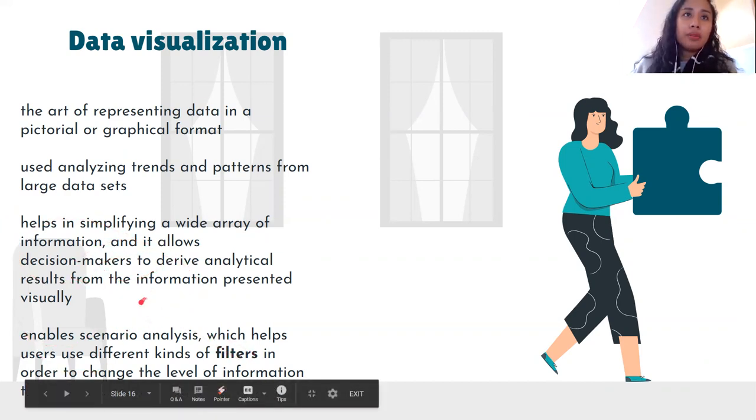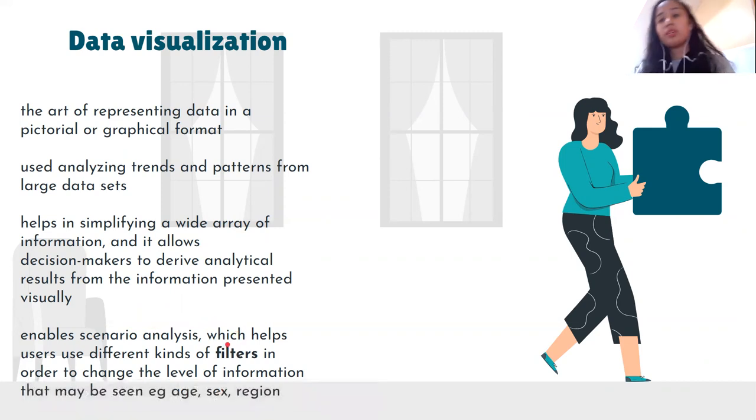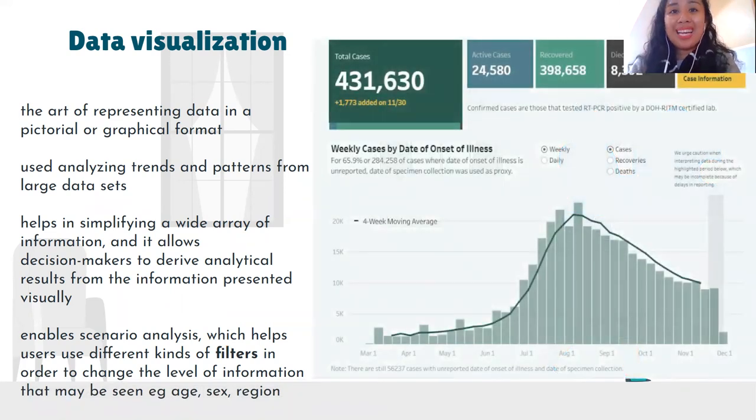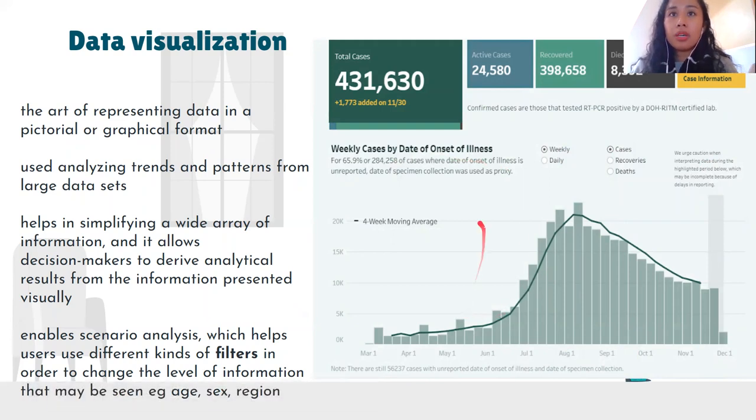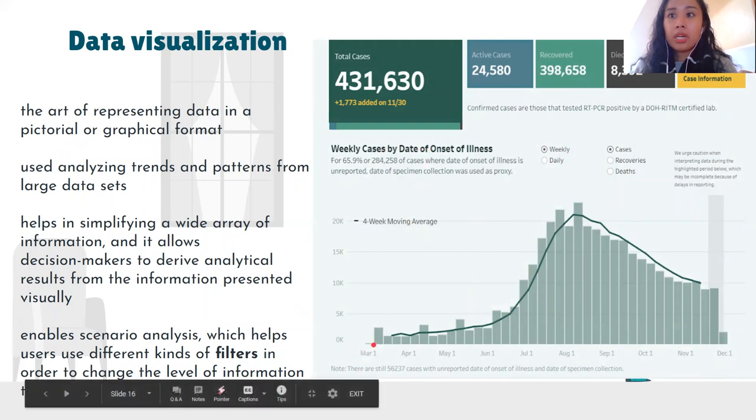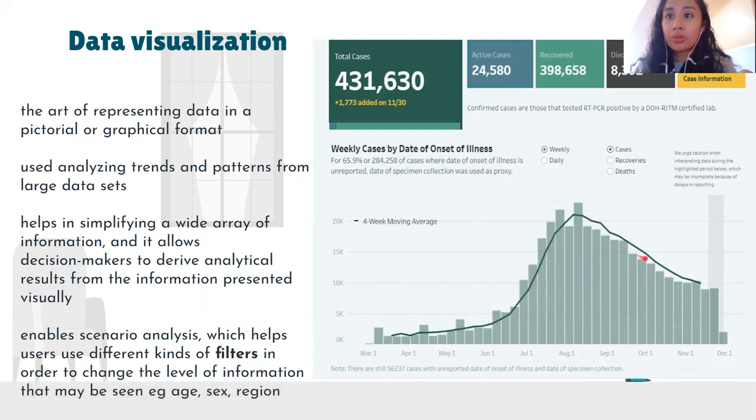And actually, in data visualization, there are also filters, to filter or change the level of information. Let me give you an example. So here is our reliable COVID-19 tracker. So as you notice, class, this graph shows the weekly cases by date of onset of illness. So here are the number of weekly cases from March 1 to December 1. So notice that in around July to August, there was an increase of cases of COVID-19. But now, we're heading to November and December, yan, bumababa na yung cases.